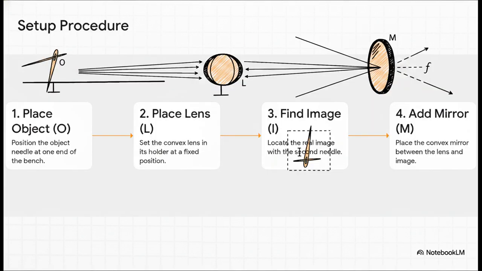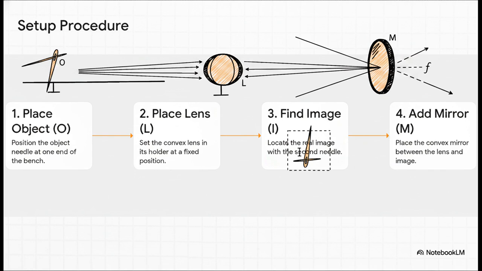Putting it all together is pretty logical. First, you set up the object needle, O, at one end. Then, a bit farther down, you place the convex lens, L. Third, you look through the lens and find the exact spot where it forms a sharp image, and you put your image needle, I, right there. And then, here's the crucial move.